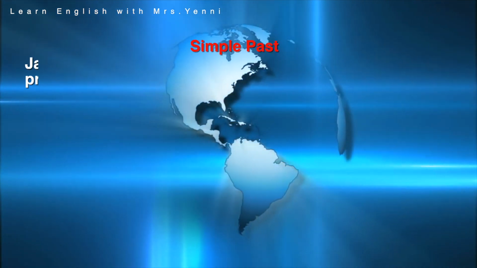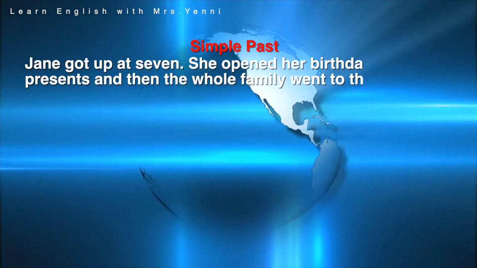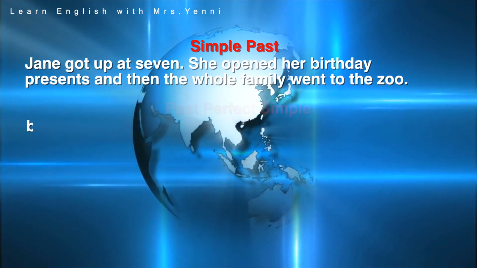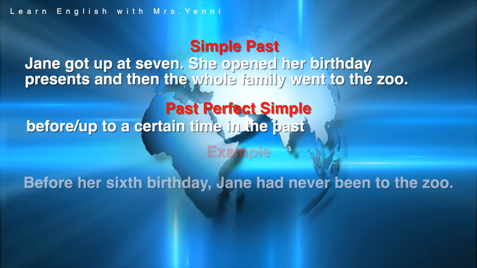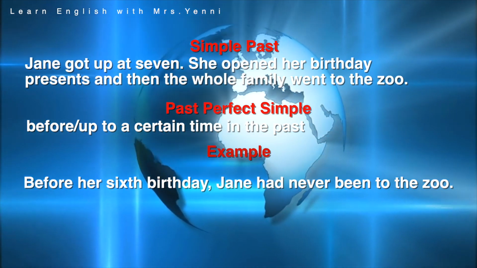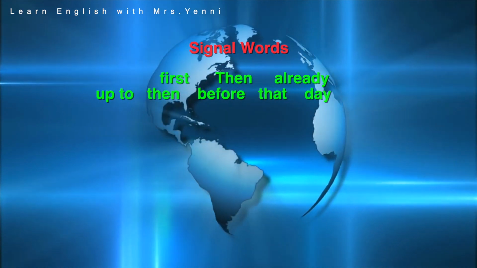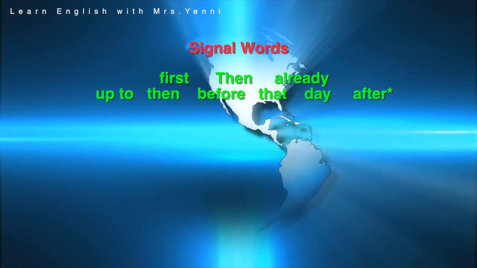For the past simple, sometime in the past, this is usually a certain time. Jane got up at 7. She opened her birthday present and then the whole family went to the zoo. For the past perfect, before or up to a certain time in the past: Before her 6th birthday, Jane had never been to the zoo. For the time signals, there is then, up to then, before that day, after.